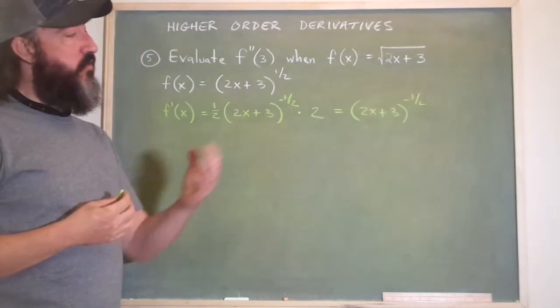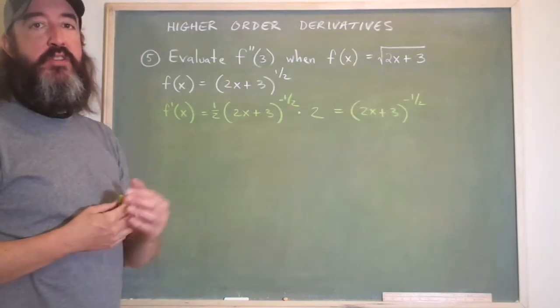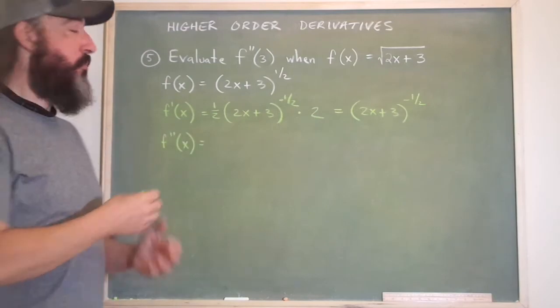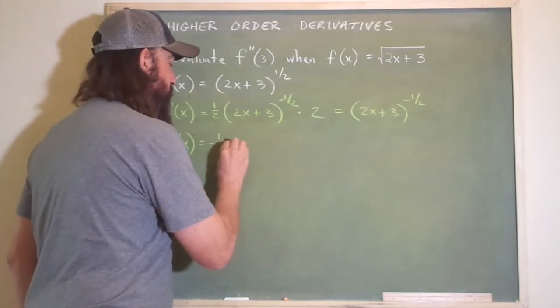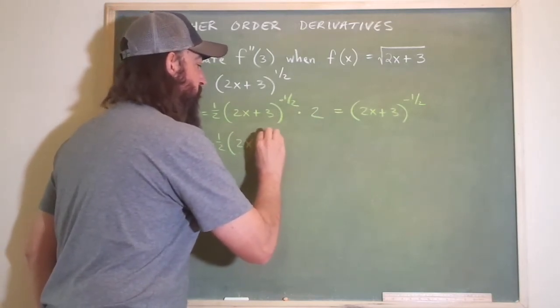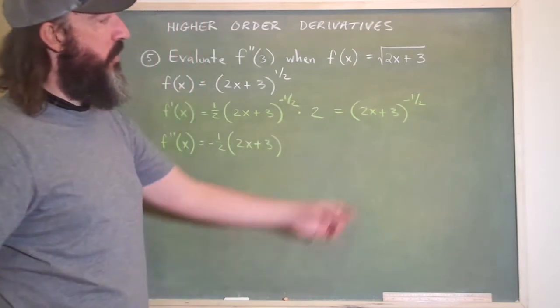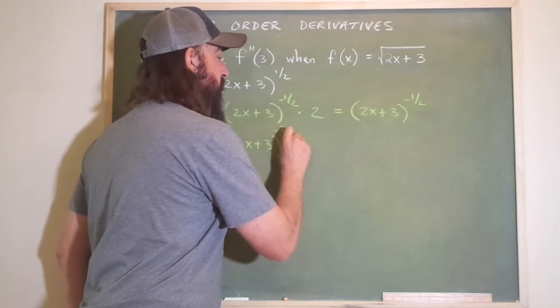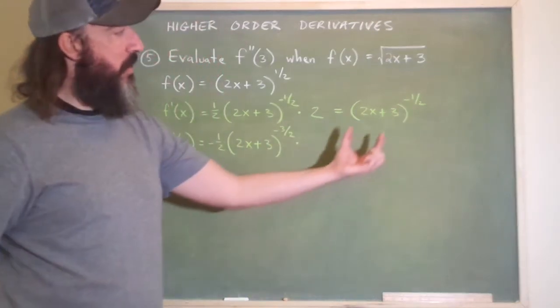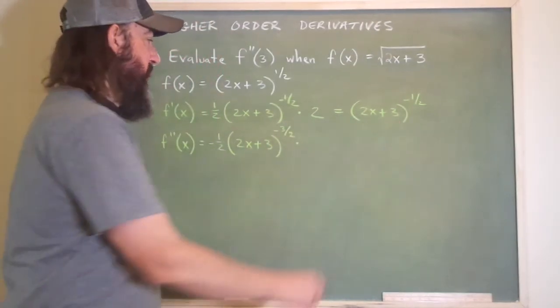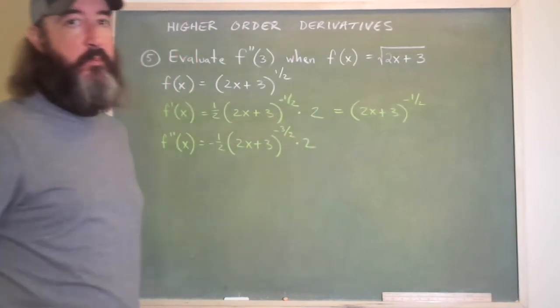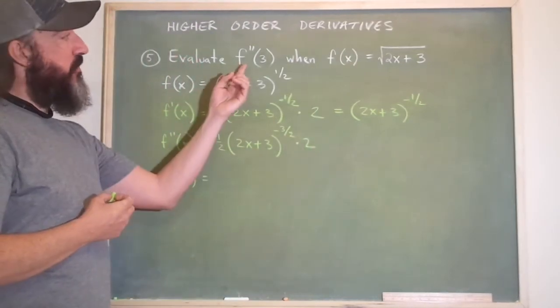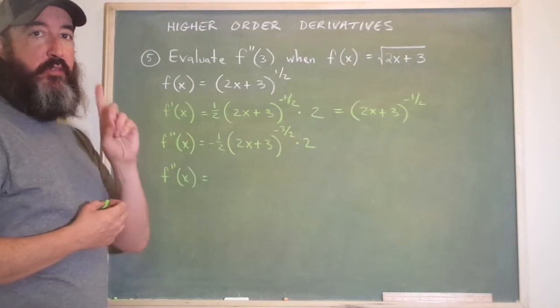So now I simply need to get the derivative of 2x plus 3 to the negative 1/2. I'll move my negative 1/2 in front, and then it will be 2x plus 3. When I subtract 1 from the exponent, negative 1/2 minus 1 is negative 3/2, and I of course need to multiply by the derivative of 2x plus 3. I'll multiply by 2.